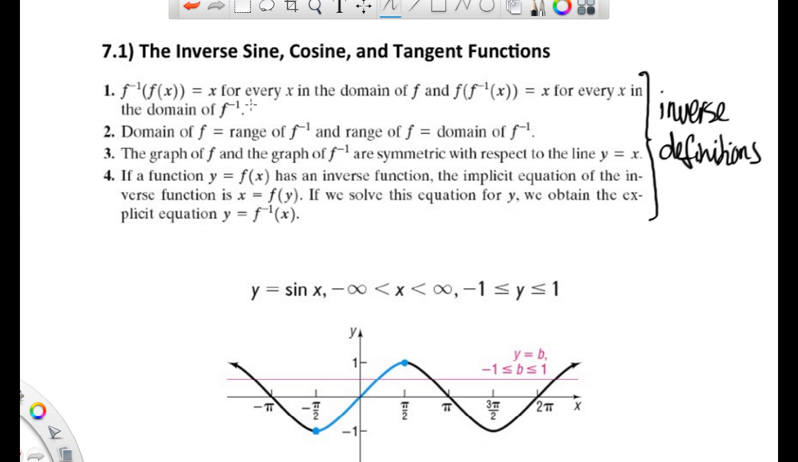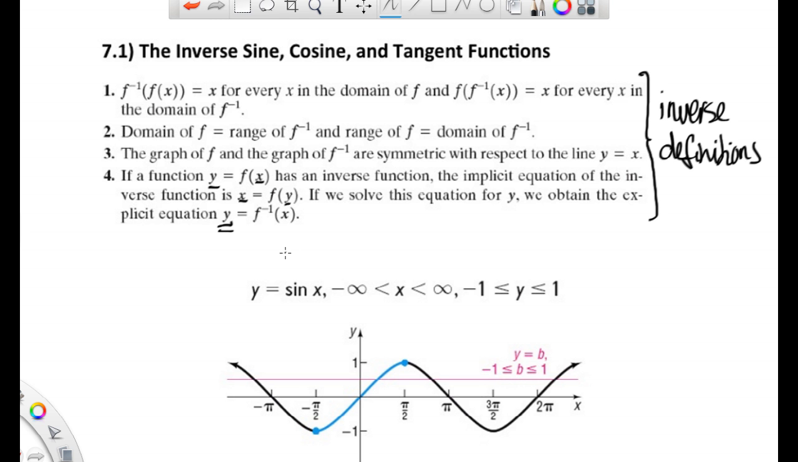So basically what it says here is that if you find the composite of the inverse and the regular, you should get x, and vice versa. And the domain of the original is the range of the inverse, and the range of the original is the domain of the inverse, and these also go the other way around. And then there's symmetry, and if you want to solve for it, you literally swap your x's and your y's, and then you rewrite this in y terms only, and you get the inverse function.